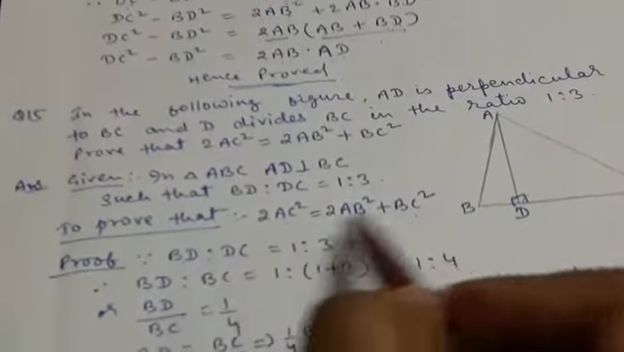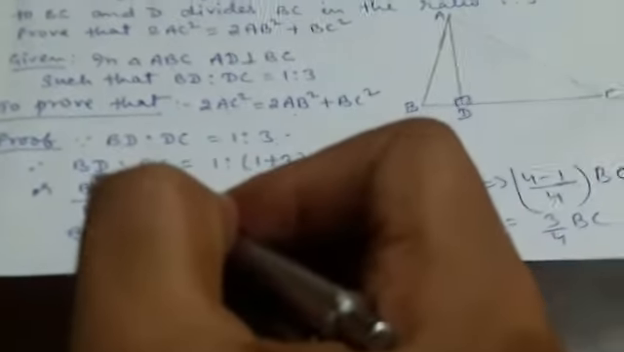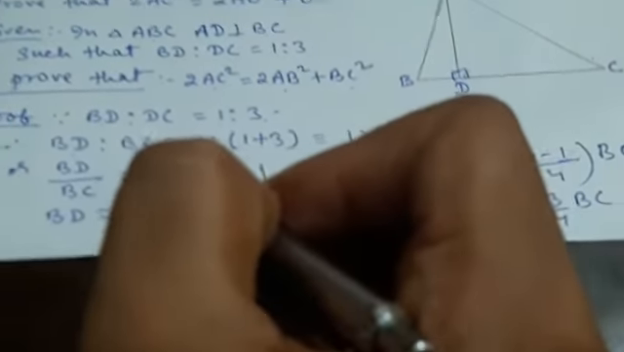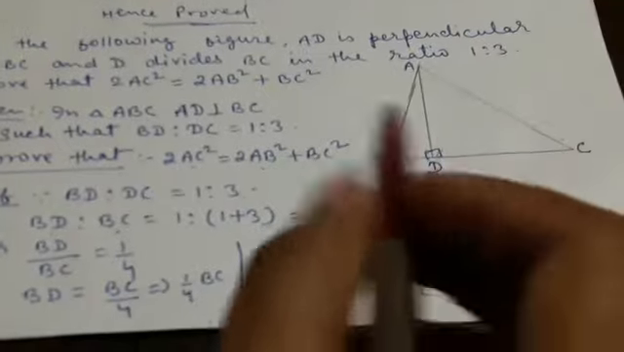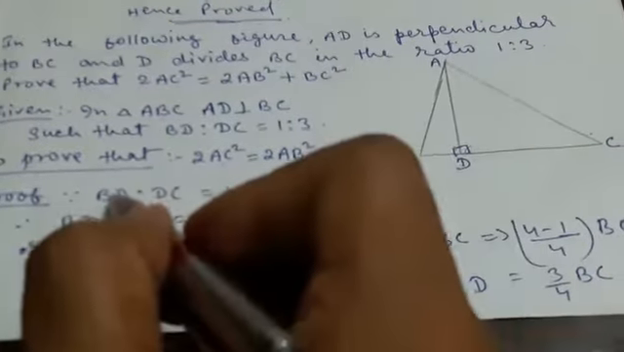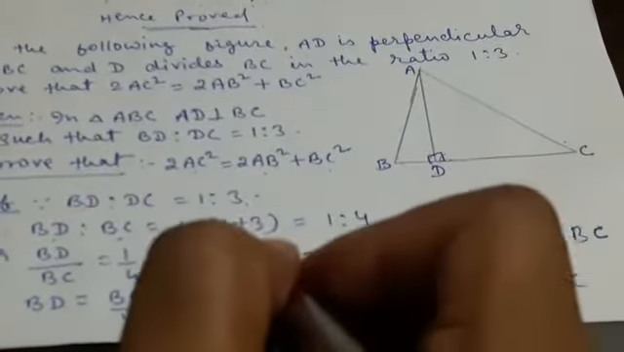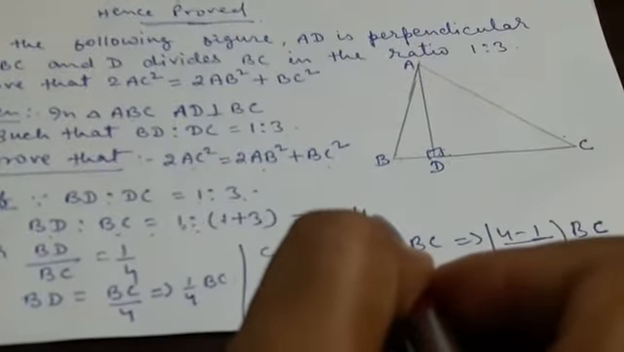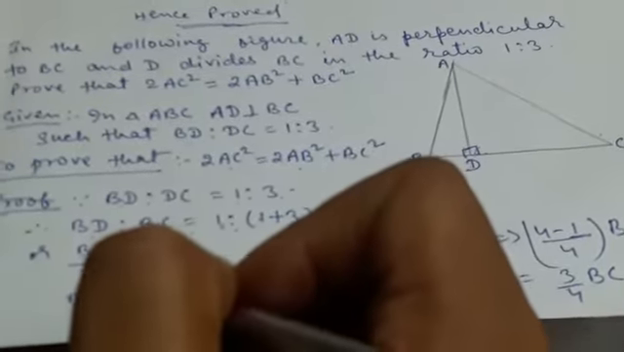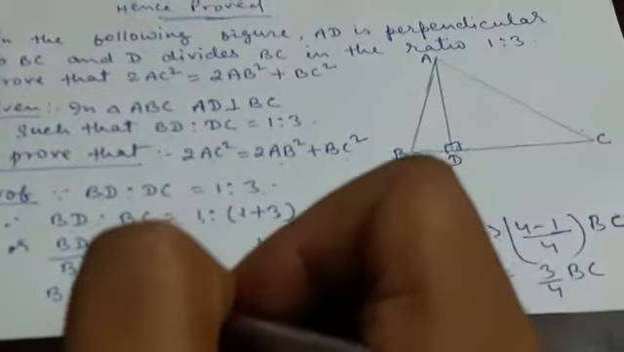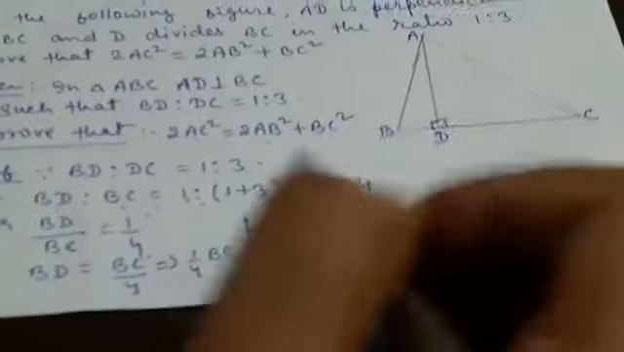Proof. BD ratio CD is equal to 1:3, it is given. So BD ratio BC is equal to 1 ratio, and BC means BD plus CD, that is 1 plus 3, equal to 1:4. So BD by BC is equal to 1/4. By cross multiplication, BC will come to this side, BD is equal to BC by 4, that is equal to 1/4 of BC.